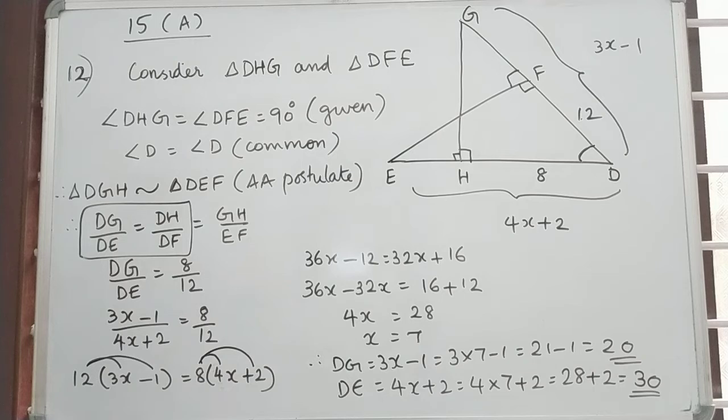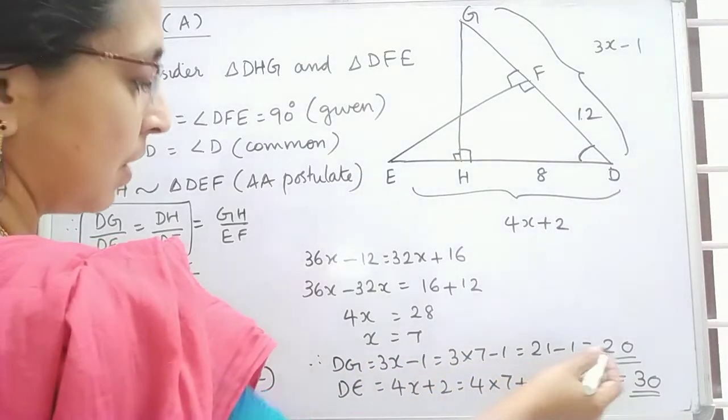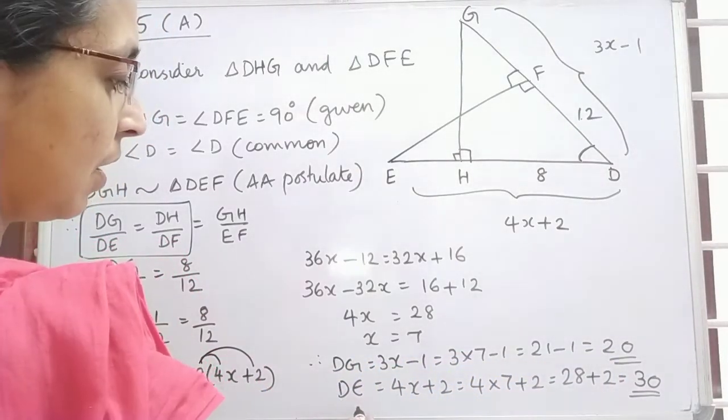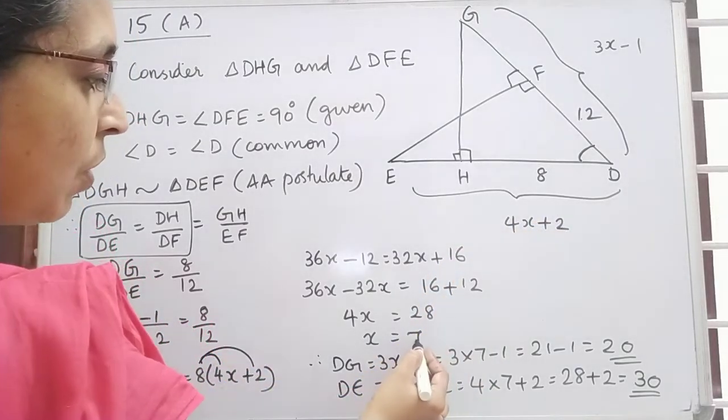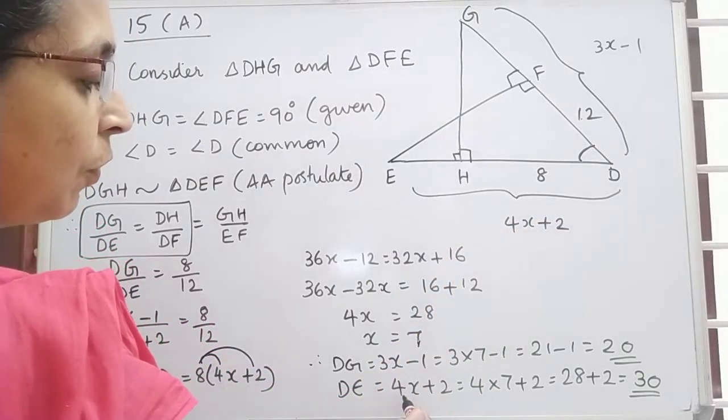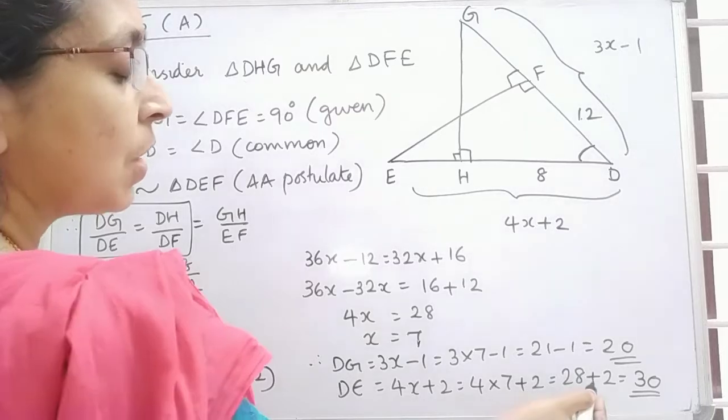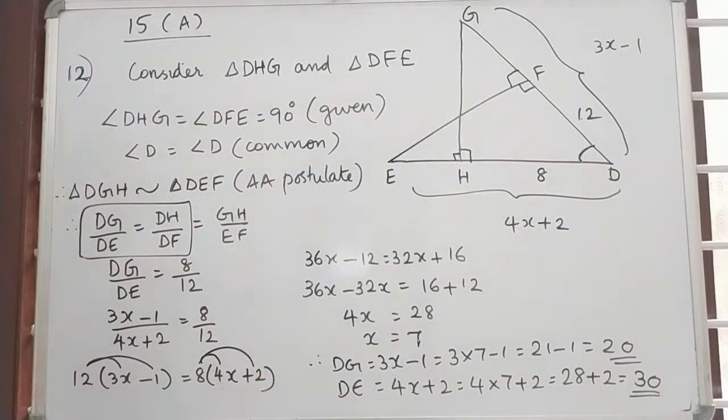We want to find the length of DG. DG is 3x minus 1. X we got as 7. So 3 into 7 minus 1, 21 minus 1 is equal to 20. And DE is equal to 4x plus 2. X we got as 7. So 4 into 7 plus 2, 28 plus 2 is equal to 30.